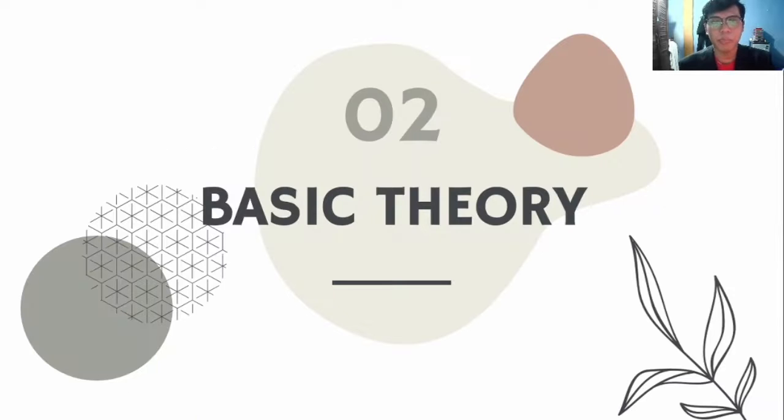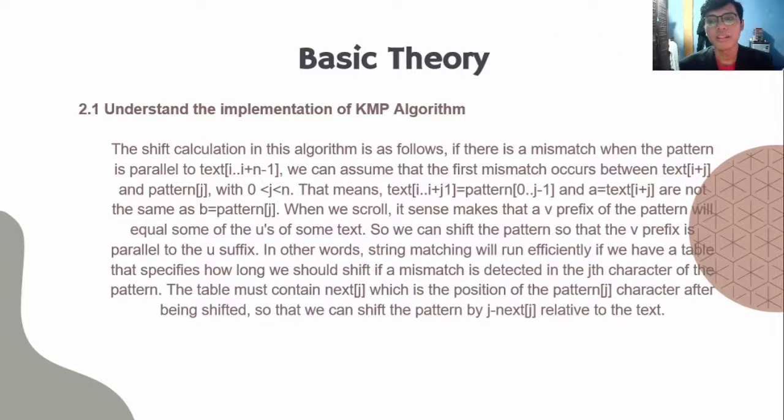Next, this is chapter 2, basic theory. 2.1, understanding the implementation of the KMP algorithm. The shift calculation in the algorithm is as follows.